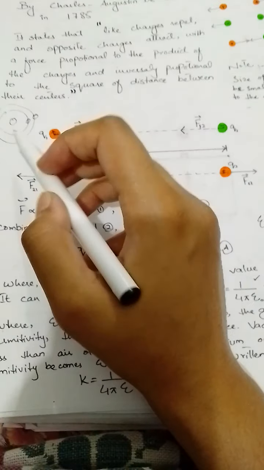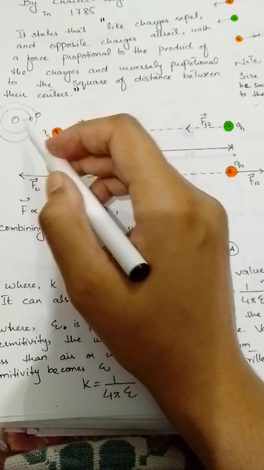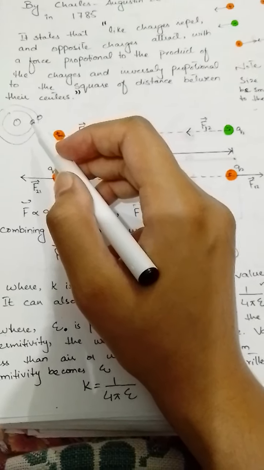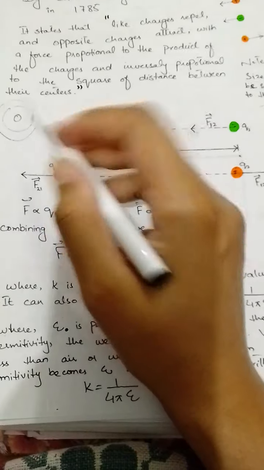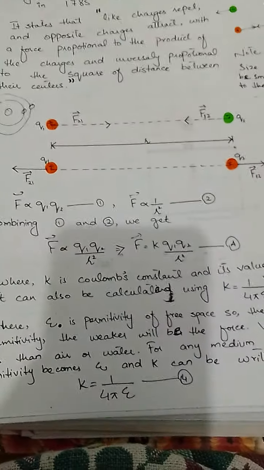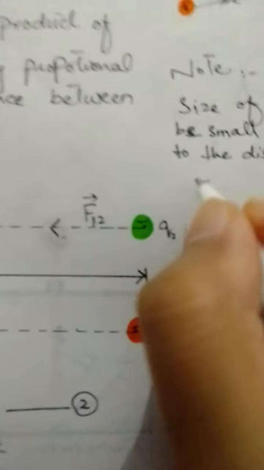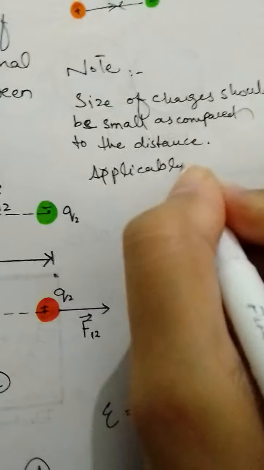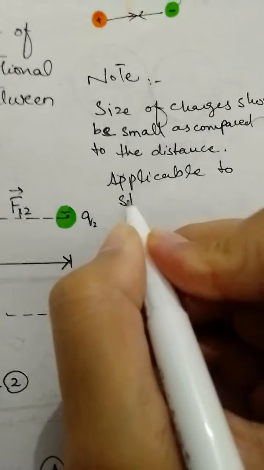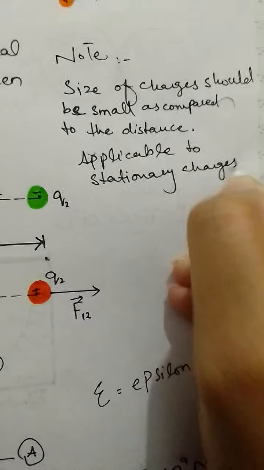If it's not moving with constant velocity, it's accelerating or leaving its shell, then the distance between the nucleus and the charge would change and Coulomb's law cannot be applied to this charge. So this is just for the stationary charges, the ones that do not change their state. So point number 2 is that it is applicable to stationary charges only.